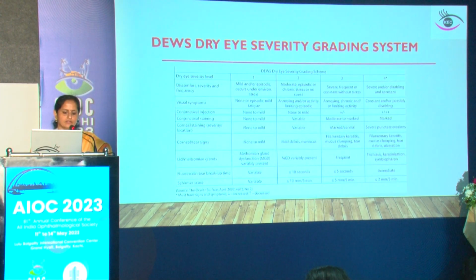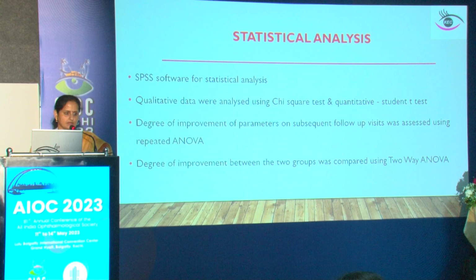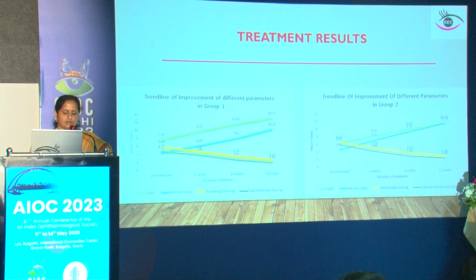Grading was done with the DEWS dry eye severity grading system into mild, moderate, severe or very severe. Only mild to moderate cases were included in the study, according to the symptoms, signs and the scoring system. For statistical analysis, chi-square and quantitative student t-test were used. Degree of improvement of parameters was assessed using repeated measures ANOVA. And between the 2 groups, it was compared using 2-way ANOVA.